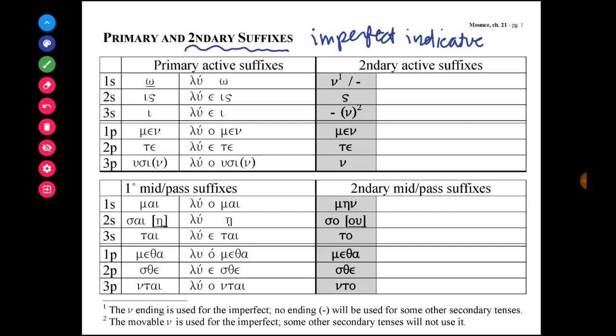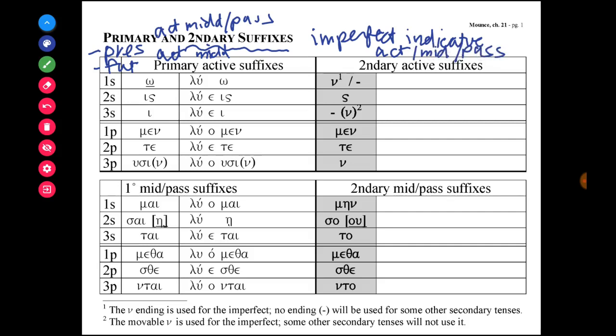So far, we have covered two tenses. We've covered the present tense and we've covered the future tense. In the present tense, we've covered the active, middle, passive forms. In the future, we've only covered the active and middle forms. We have not yet covered the passive forms. The passive forms is actually a separate form to be learned in Greek 2. And for this module, we'll be learning the imperfect indicative and its active, middle, and passive forms.